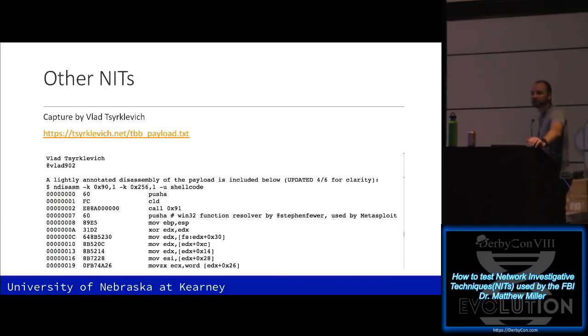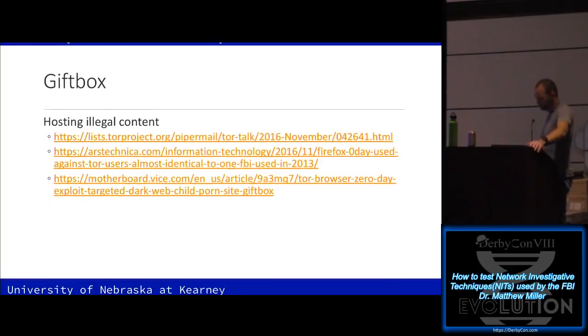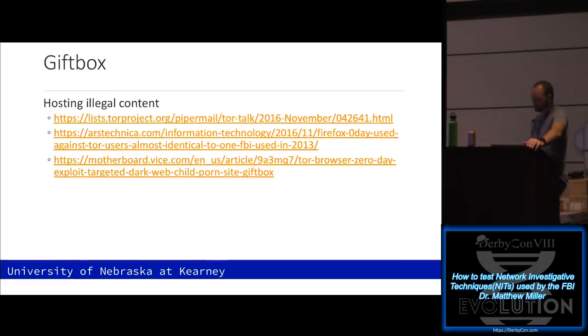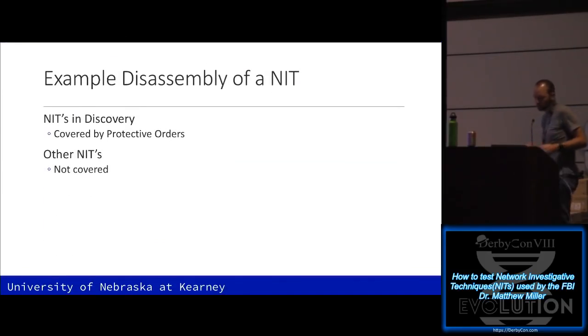The FS pointer will point to the list of all the DLLs that are loaded. It iterates through looking for hashes and trying to find exactly what memory address a particular Win32 function exists. So this is something that Metasploit uses. Again, this is used in one of the NITs. And another one was from the Giftbox server. This one actually connected to an IP address that was in France. And it's been listed here a couple times.